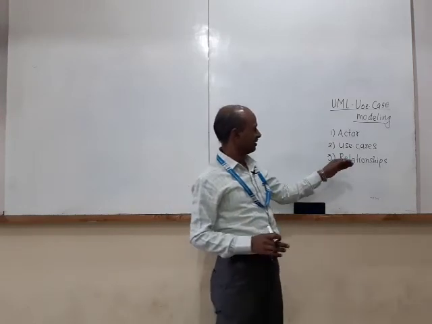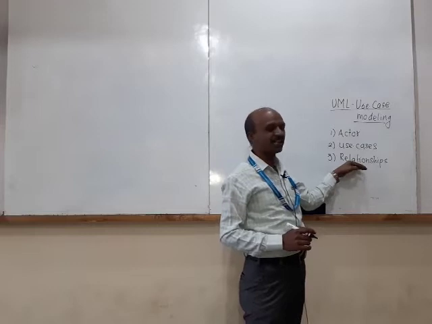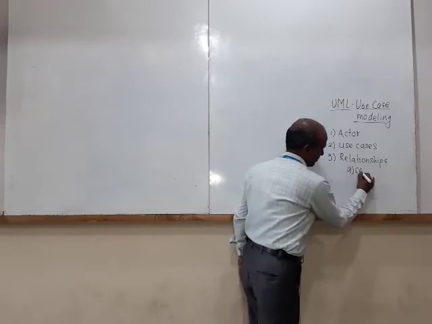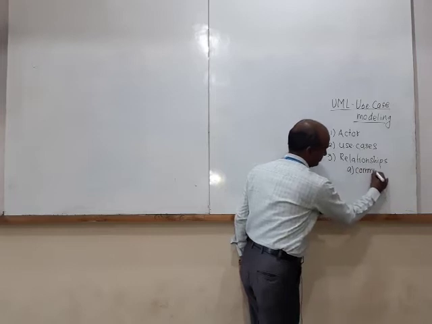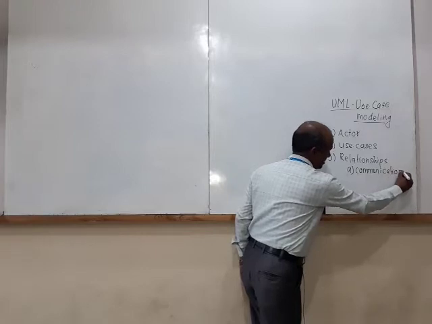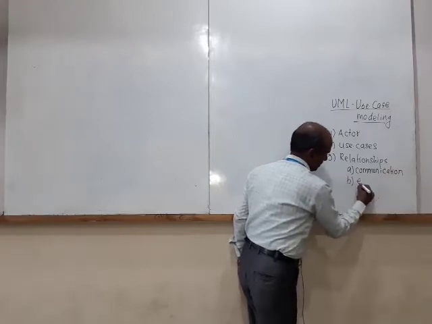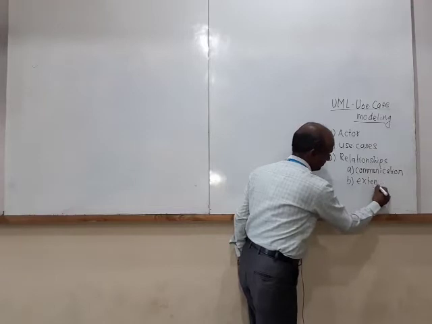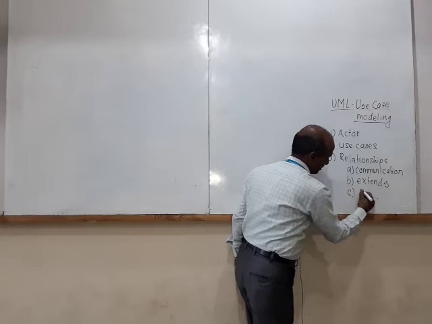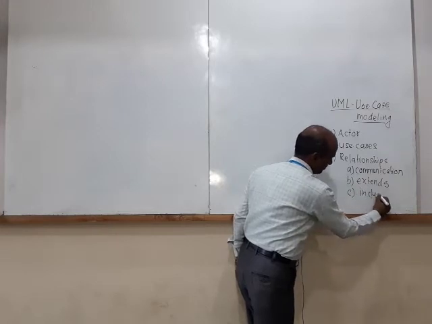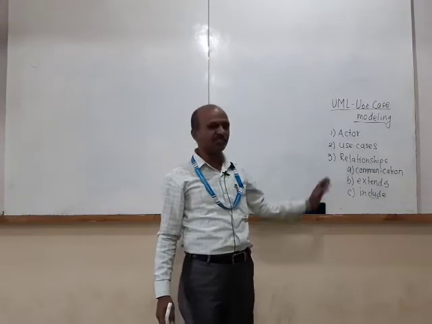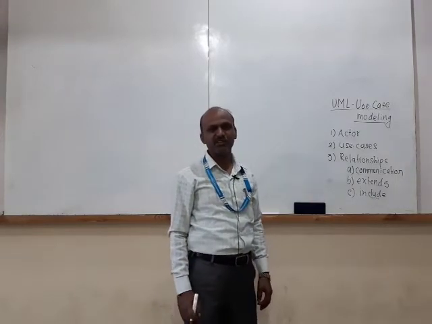Again, in this use case modeling, there are three types of relationships: communication relationship, next is extends relationship, and third one is include relationship. So a use case diagram consists of these many things. So we will see them one by one.